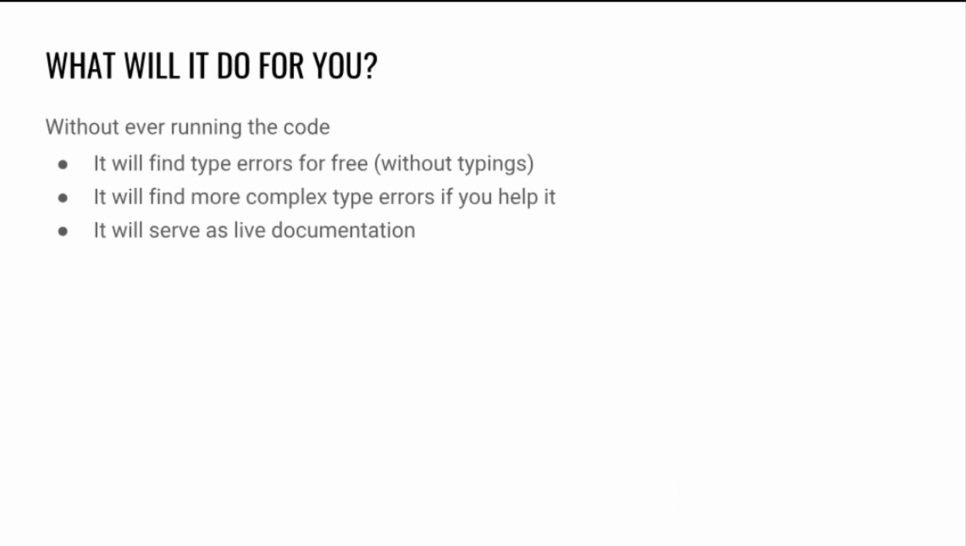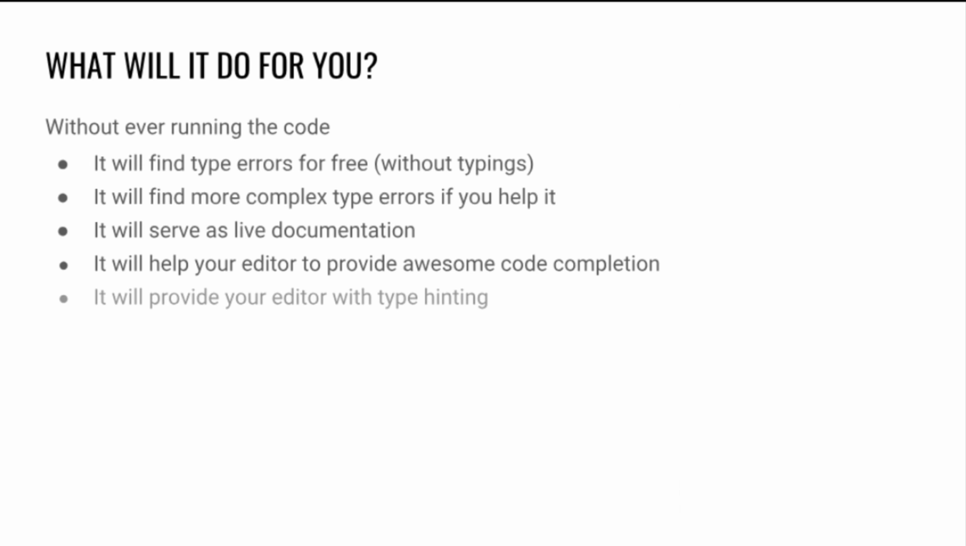With the same thing in Flow, if you change the implementation of your function, the editor or Flow itself will complain that, hey, it makes no sense what you're doing. You have to change the type in order to make this work. So you'll be forced to update your documentation every time, so it's even better than JSDoc. And as I've been showing you, it will show you autocompletion, and it will help your editor show you type hinting, which is pretty good.